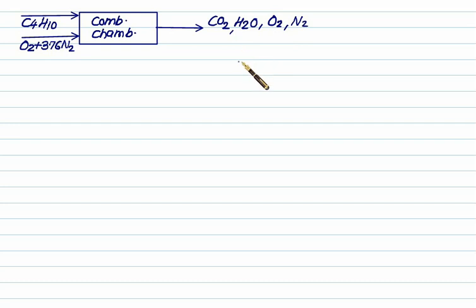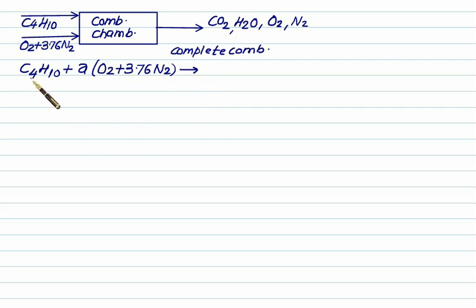So we'll start with C4H10 plus A times O2 plus 3.76 N2. For a complete combustion, the carbon must burn into carbon dioxide. So we can produce here 4 times carbon dioxide. We have H10, so we have 5 times H2O. It's complete combustion of carbon to carbon dioxide, hydrogen to water vapor, plus we have some P times nitrogen.